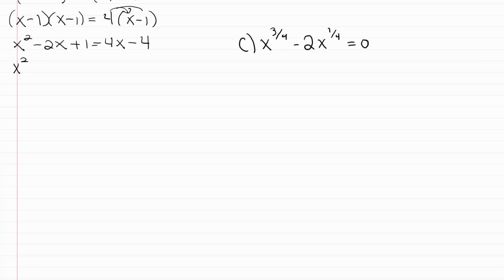So I'll have x squared. If I subtract 4x from both sides of the equation and add 4 to both sides of the equation, I'll bring the minus 4x over and the plus 4 over as well. And we're going to end up with negative 6x plus 5 is equal to 0. Okay, so this is the quadratic we need to solve then.